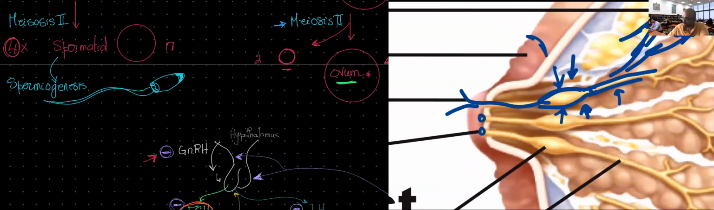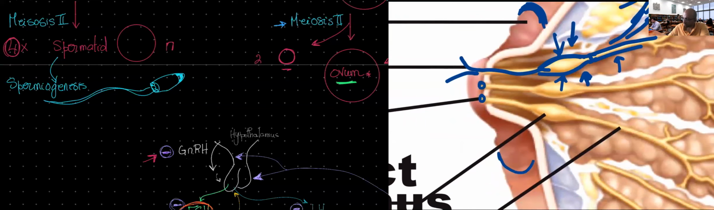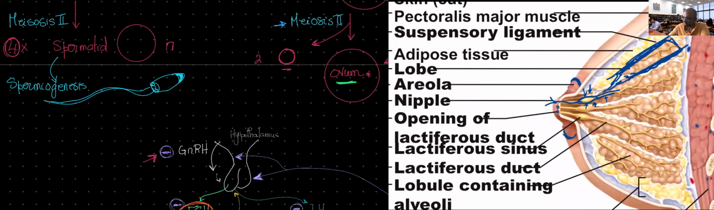Around the nipple, we've got a dark skin surrounding the nipple. We call this the areola. We'll see the breast is located in front of a large muscle in the chest. We call this the pectoralis major muscle.